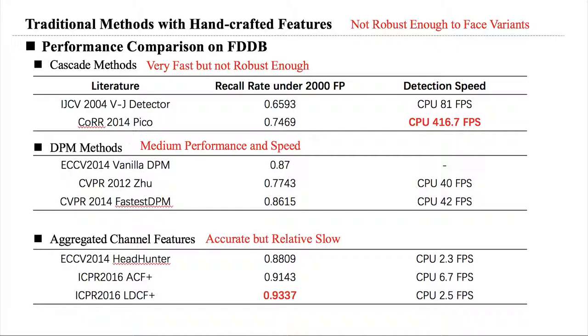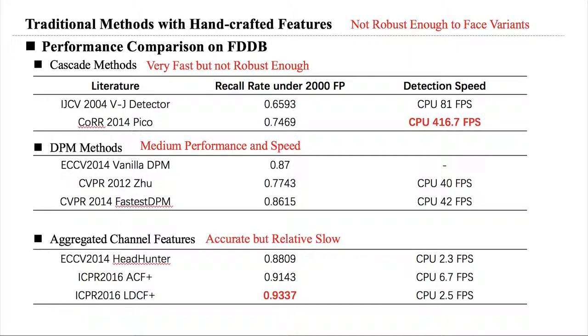Here is a brief table of the performance of the traditional face detectors on the FDDB database. The cascade approaches are the fastest among all the traditional methods. If we simply use pixel difference features, the efficiency can reach as much as 416 frames per second.